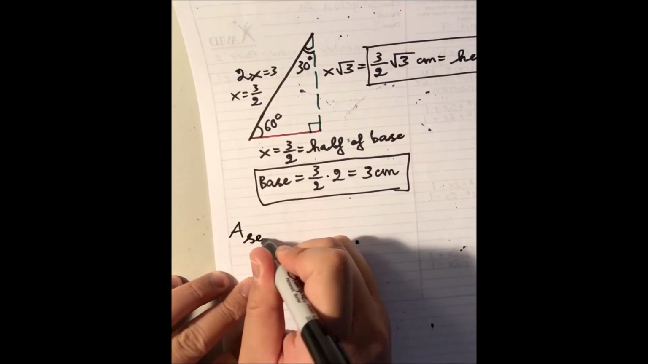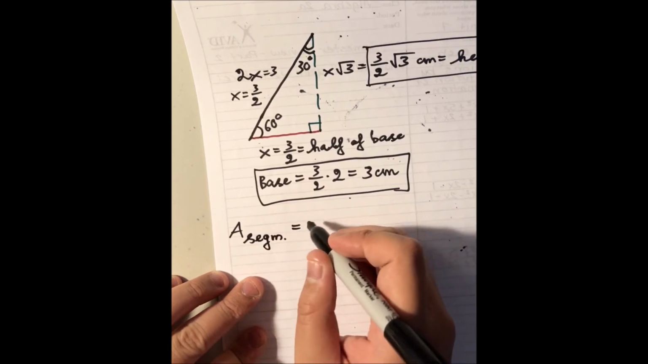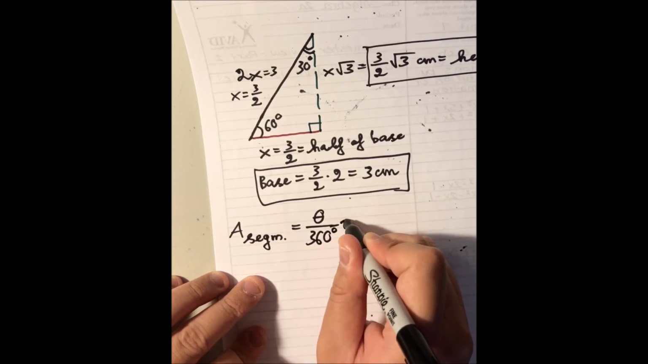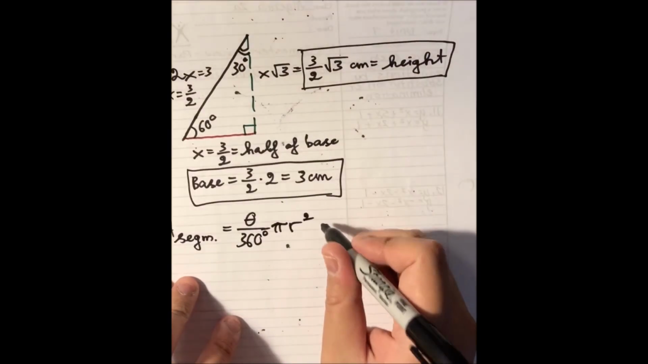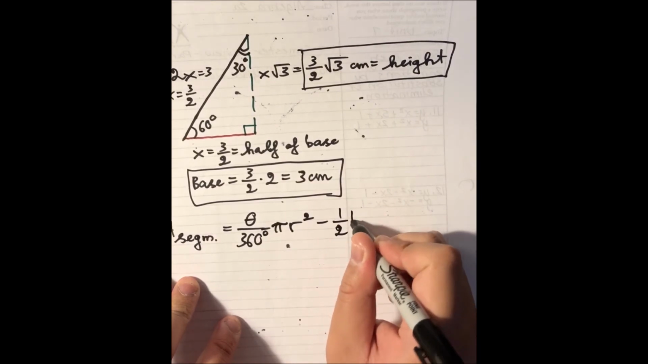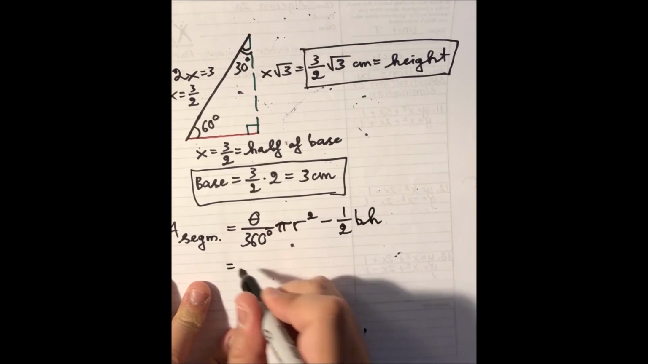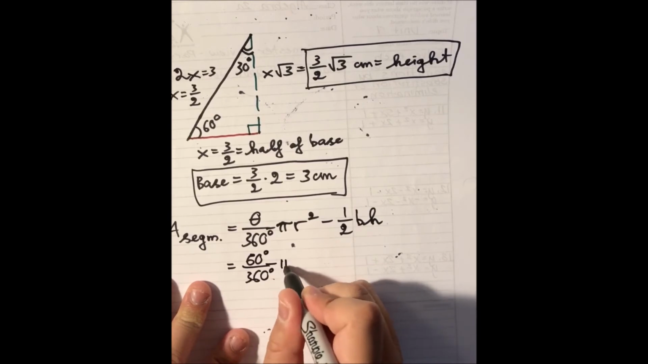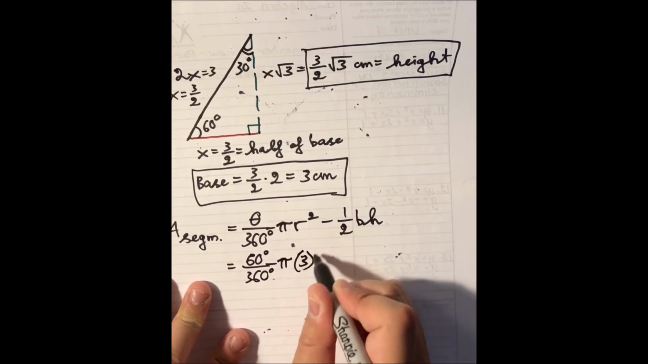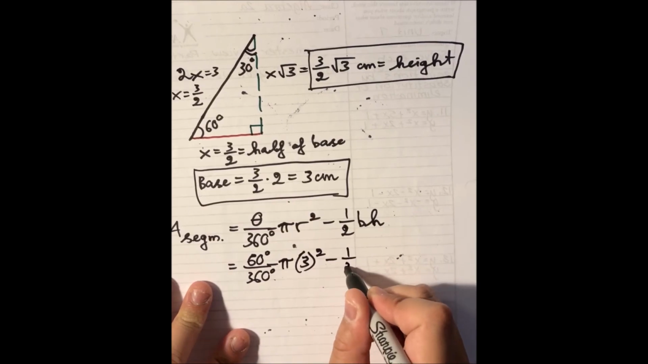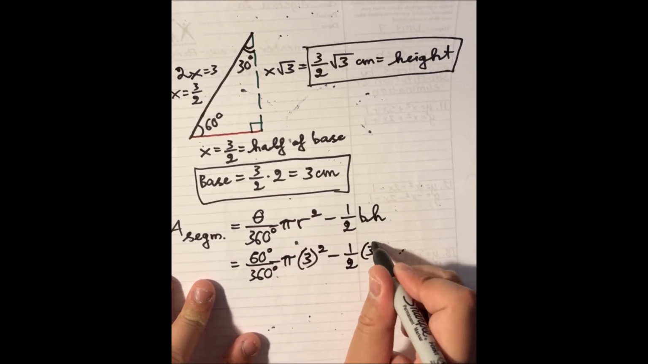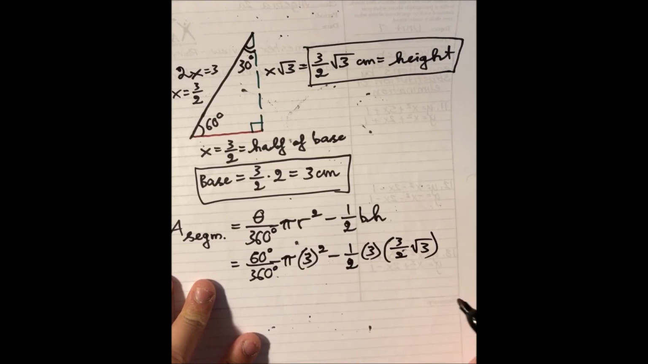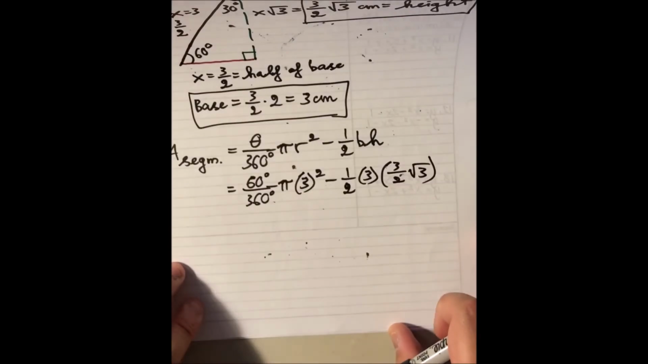The area of a segment, let's see, I'm going to rewrite the formula, equals the area of a sector, which is central angle theta divided by 360, multiplied by pi, multiplied by the radius raised to the second power, minus 1/2 times the base of a triangle times the height of a triangle. So we know the central angle is 60 degrees. So we get 60 divided by 360, multiplied by pi, multiplied by the radius, which is 3 centimeters squared, minus 1 over 2, times the base, which is 3 centimeters, times the height, which is 3 over 2 times square root of 3 centimeters. Well, from here, it's just a matter of algebra, simplifying.